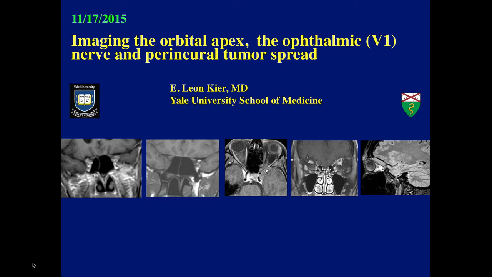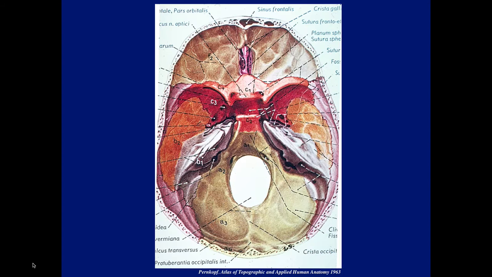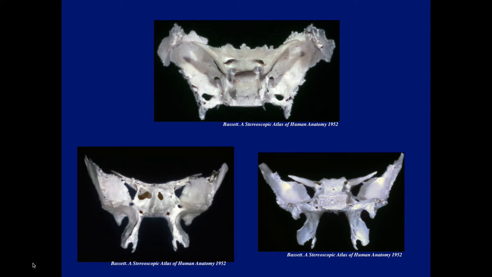Hello everyone. Today I'll be starting by talking about the orbital apex. I asked before, what is the red bone outline in the skull base? It is the sphenoid. The sphenoid is the most complex bone in the skull base and maybe in the entire body. It really holds the skull together and has many complex features.